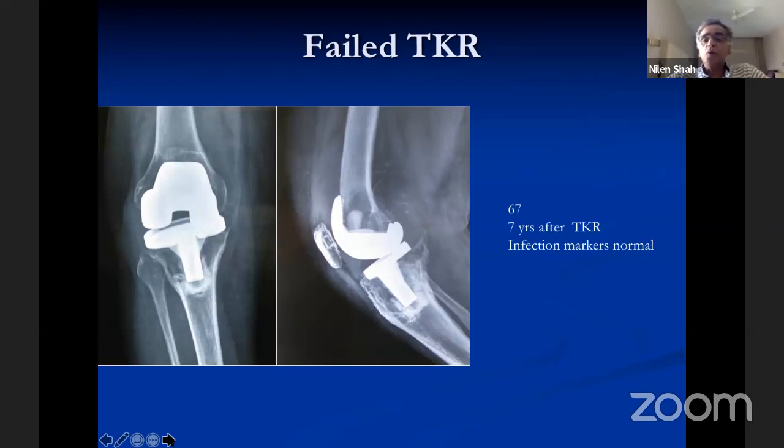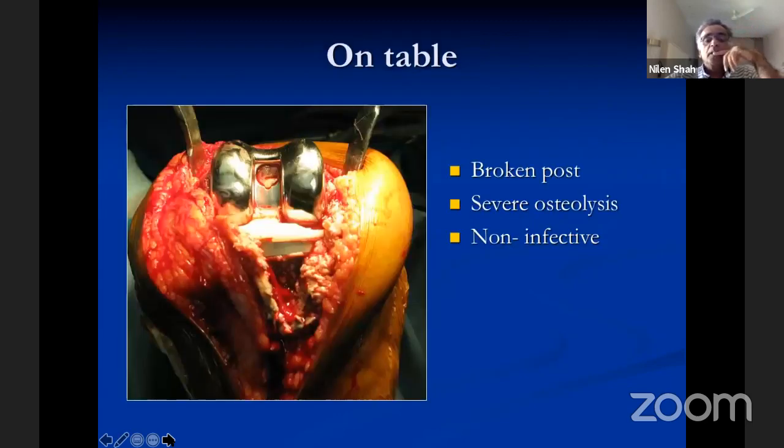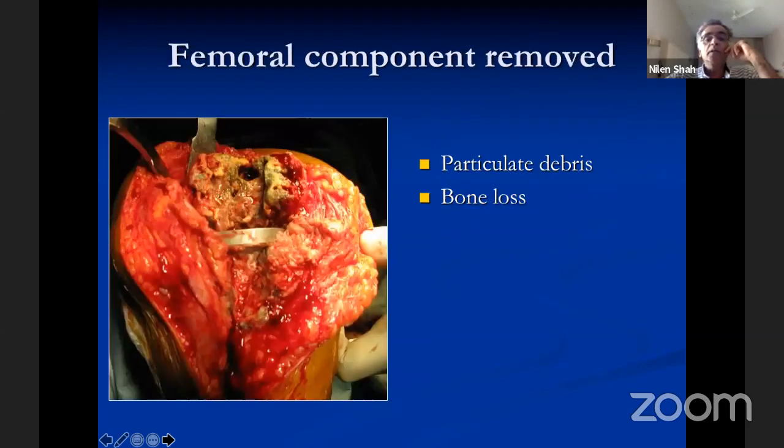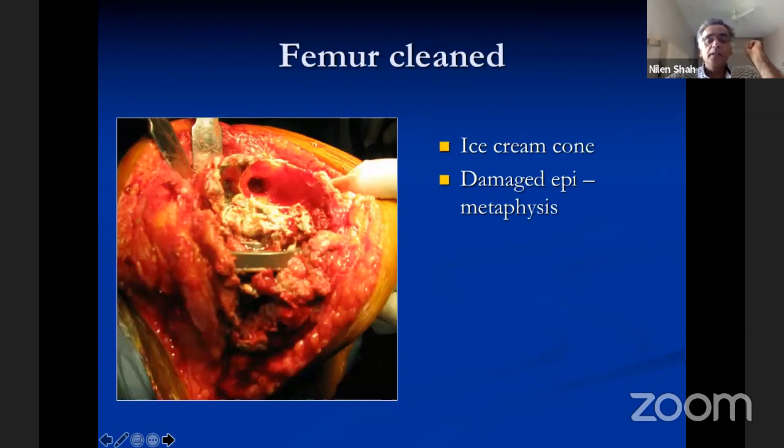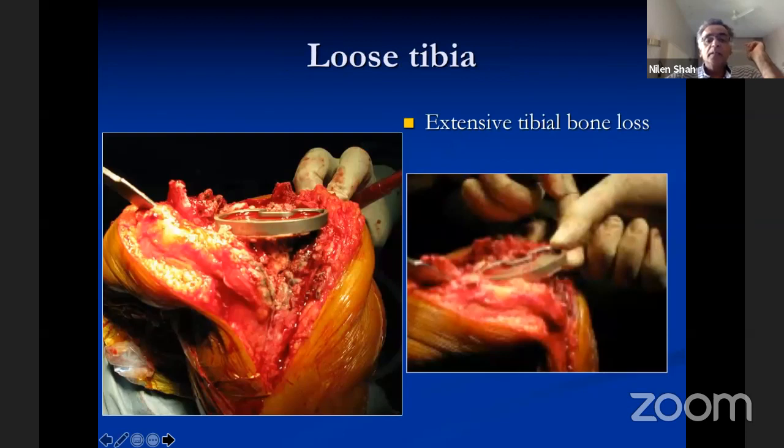This is a failed total knee. At 7 years, the infection markers are normal. On table, we found that the post was broken. There was severe osteolysis, but no evidence of infection. This is after the femoral component is removed. Particulate debris and bone loss can be seen. The femur is cleaned. It's like an ice cream cone, with damaged epiphysis and metaphysis. The tibia is loose.